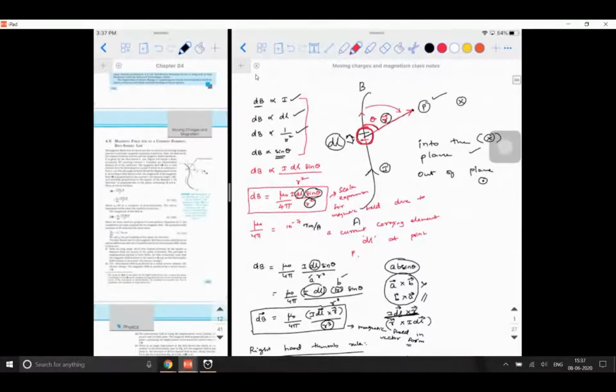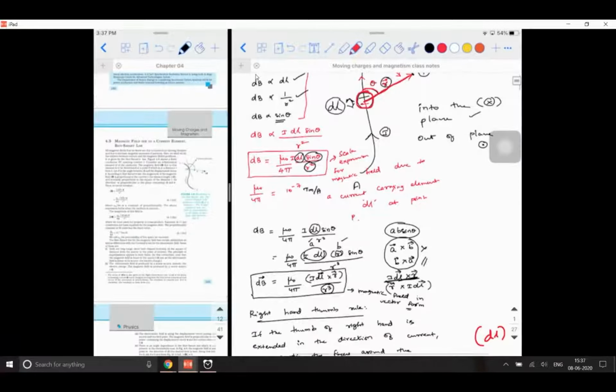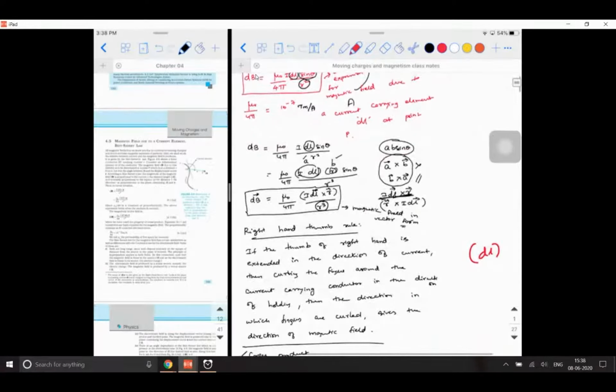infinitesimally small current carrying element present on a particular conductor, and you want to calculate the magnetic field at a point P, which is at a distance r, let's say the radial vector is making an angle theta with respect to the current carrying conductor, then the value of the magnetic field due to the small current carrying element is given by the formula mu naught I dl sin theta divided by 4 pi r square, where I stands for the current flowing through the conductor, dl stands for the length of the current carrying element, theta stands for the angle between the current carrying element and the radial vector, and r is the distance between the current carrying element and the point where we are trying to calculate the field.